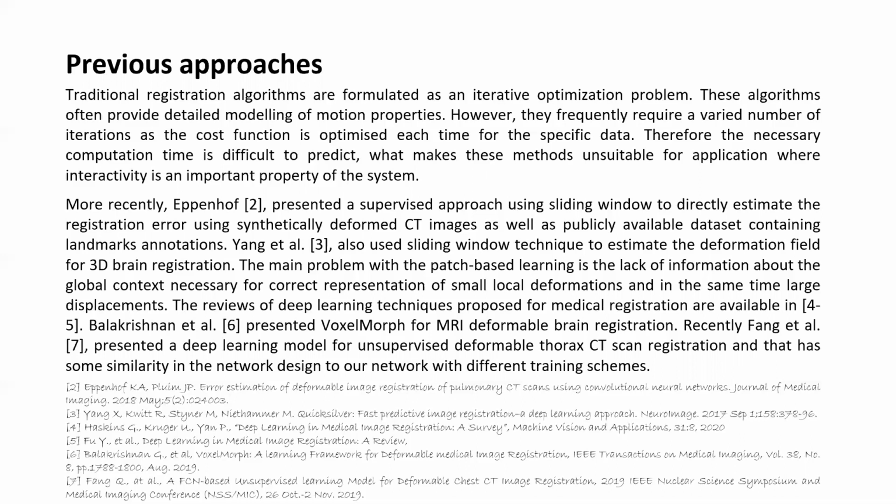Balakrishnan and others presented VoxelMorph for MRI deformable brain registration. Recently, Fang and others presented a deep learning model for unsupervised deformable thorax CT scan registration, and that has some similarity in the network design to our network, with different training schemes.